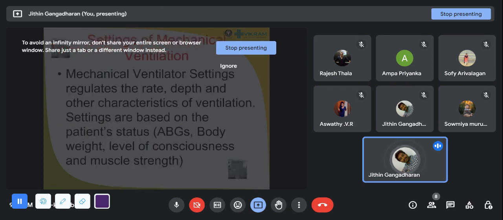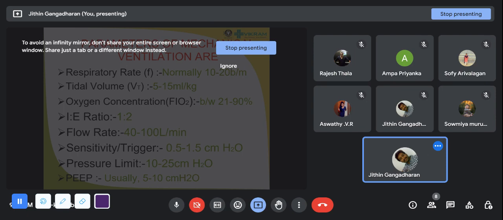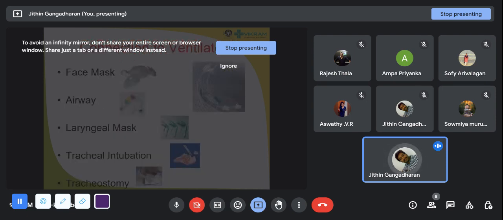The positive pressure mechanical ventilators regulate the rate, depth, and other characteristics of ventilation. So it has to be set based upon the ABG status of the patient, body weight, muscle strength, and level of consciousness of the patient. Just leave all these things, because it's a practical session. You don't need that; you just have to focus on the theoretical examination part.